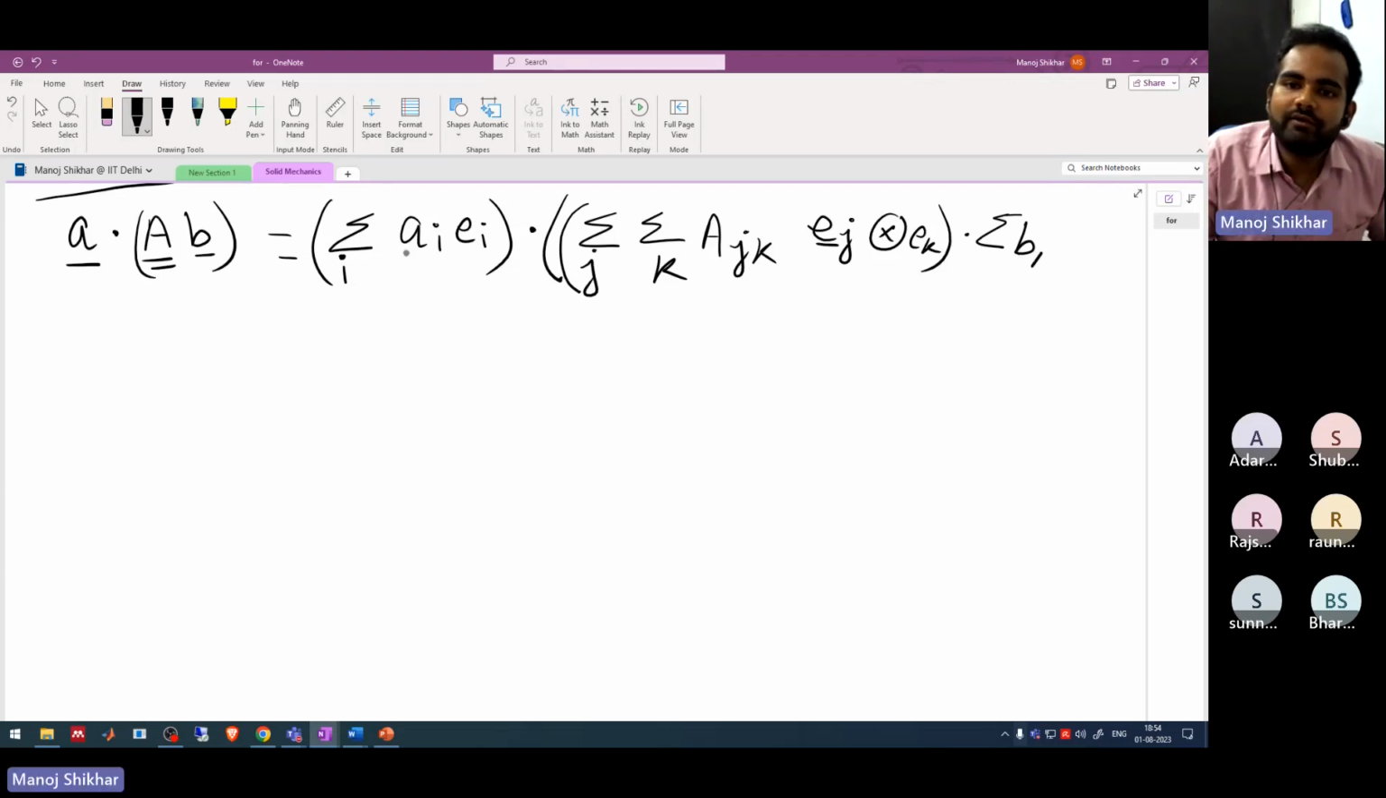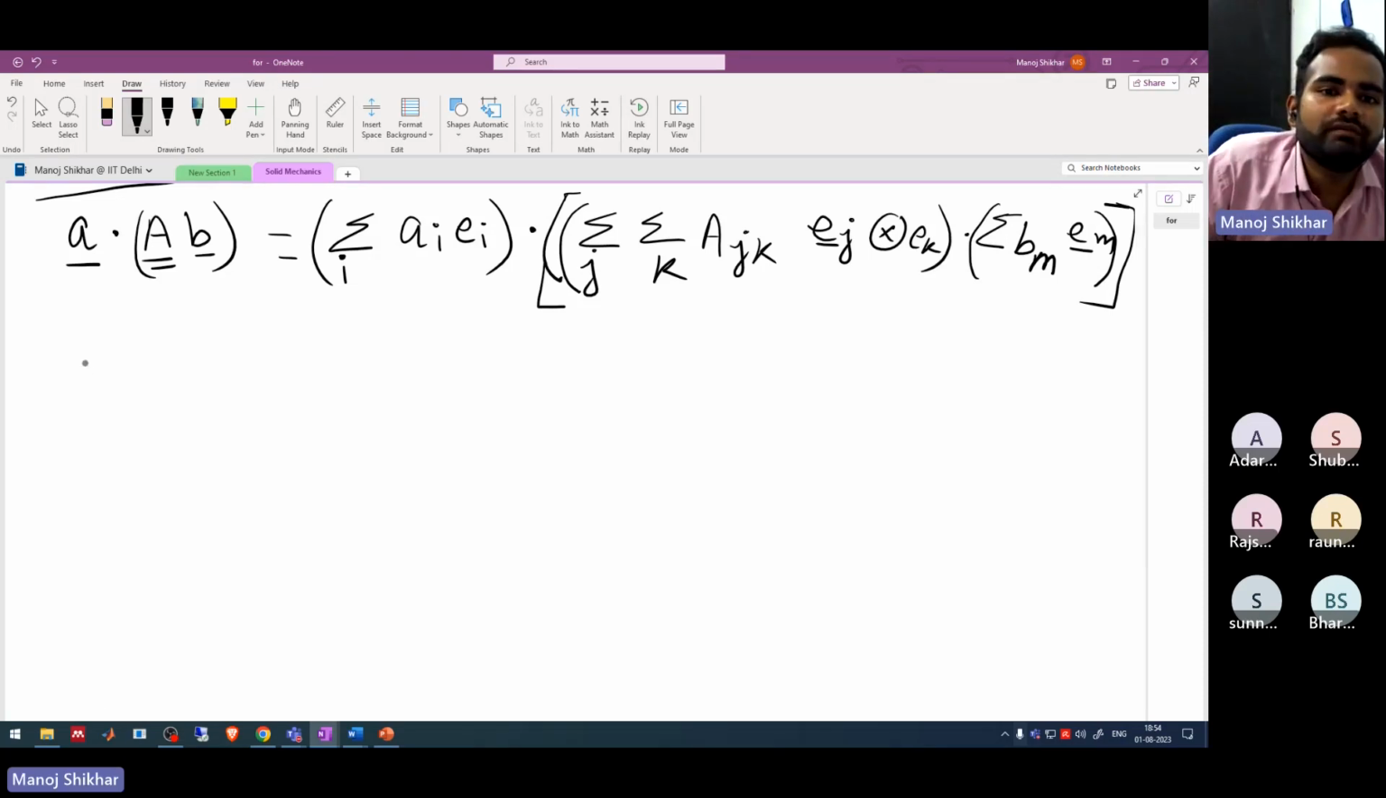So here I've already used i, j, and k, so I cannot use these three to write B. It should be something else. So I will write B_m e_m. If you get any doubt in between, you can ask me. I have no issues.